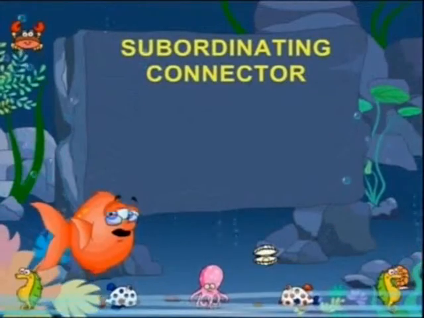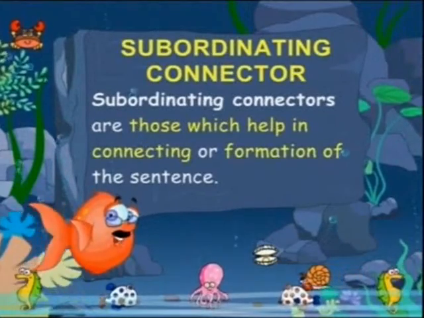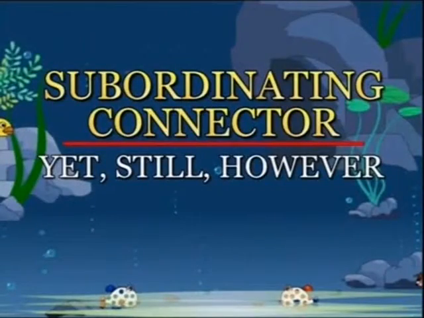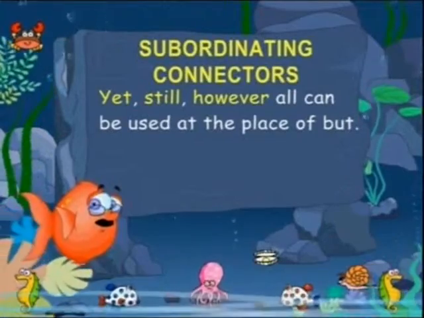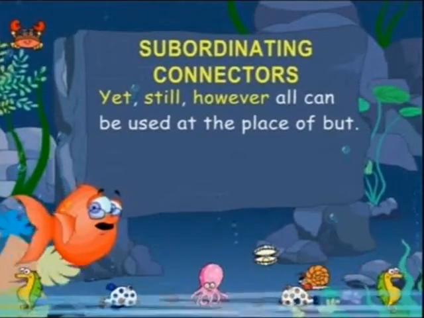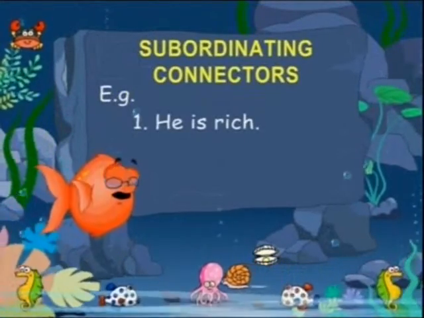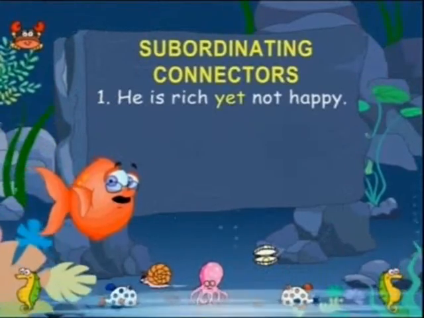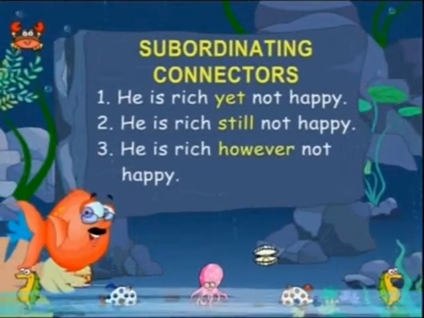Subordinating connectors. Subordinating connectors are those which help in connecting or formation of the sentence. Yet, still, however, all can be used in the place of but. Example: He is rich. He is not happy. He is rich yet not happy. He is rich still not happy. He is rich however not happy.